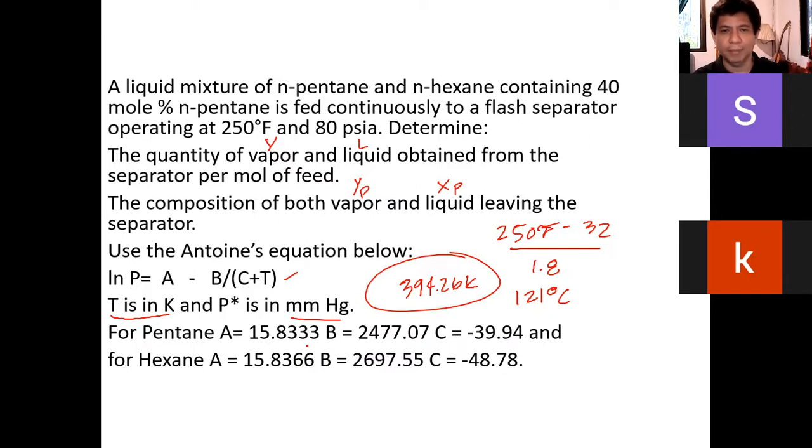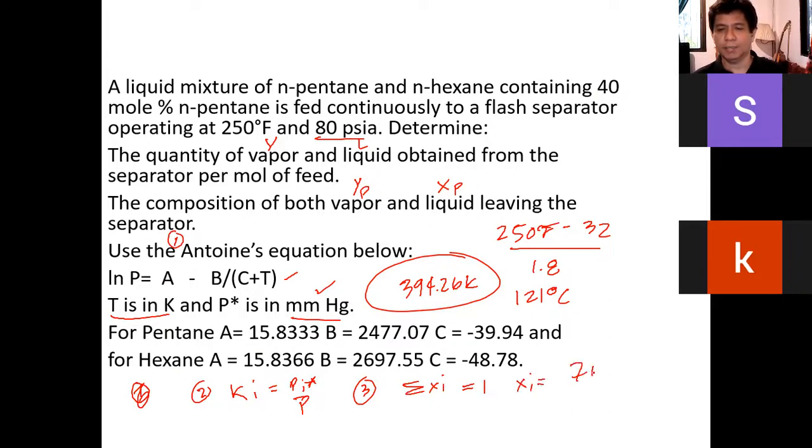Okay? How do you solve this problem? First, gamitin niyo muna itong Antoine's equation. Ito yung first step. Tapos second step, calculate niyo yung K sub i. Siyempre K sub i is P sub i star divided by total pressure. The total pressure is 80 psia. Tapos millimeter mercury, so you need to do some conversion. Pag may K sub i na kayo, yung pangatlo is use this equation: summation of x sub i is equal to 1. So ang x sub i ay equal sa z sub i, hindi ko masyadong memorize, over 1 plus B over F times K sub i minus 1.